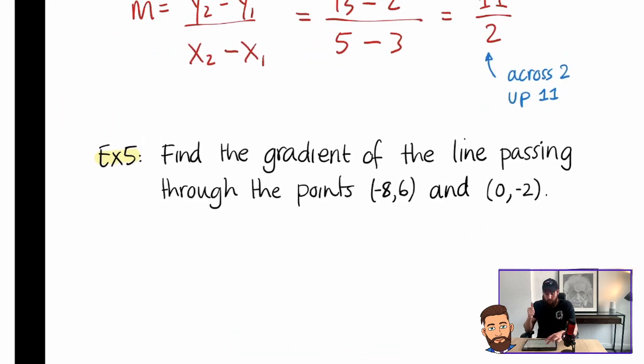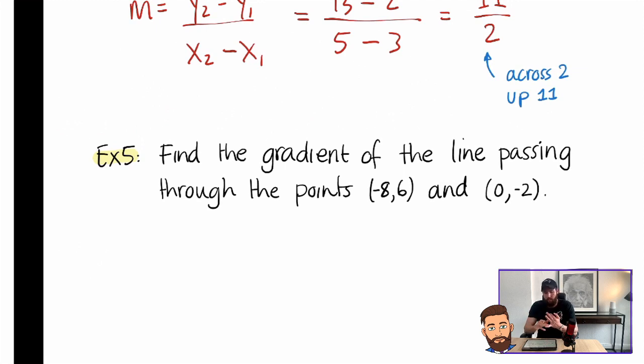Okay, so we've looked at just a nice positive one. We've looked at a fractional answer. Now we're going to look at when we've got negatives. This is when it could get tricky.